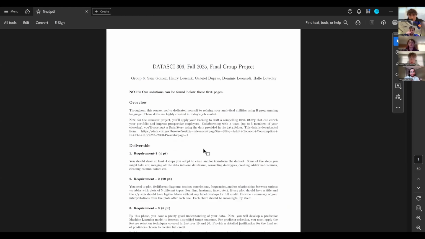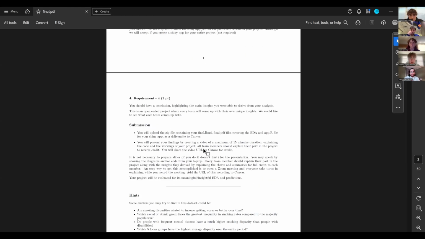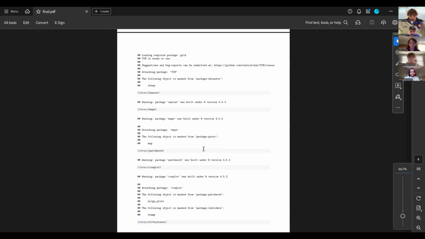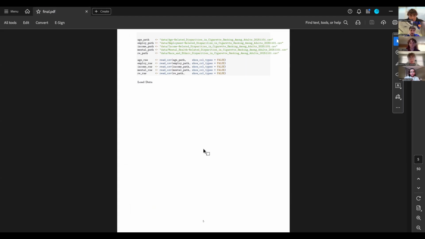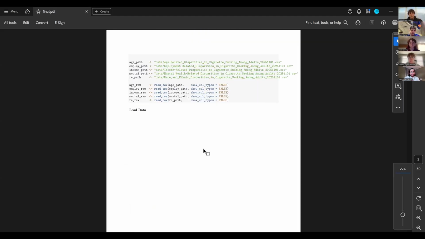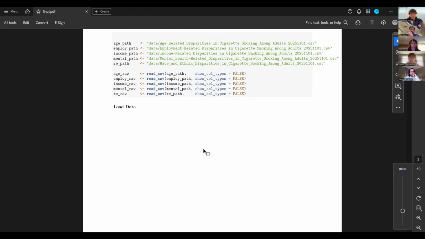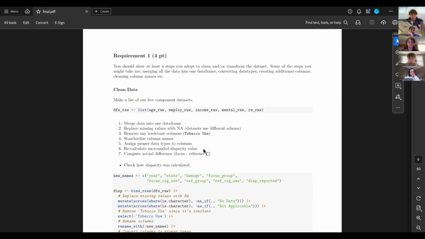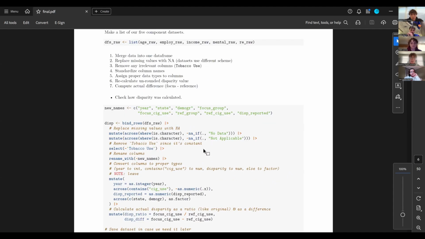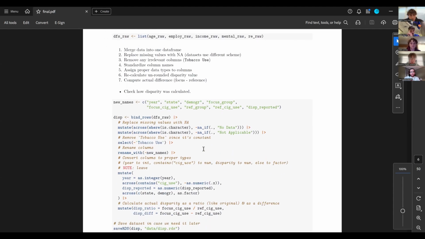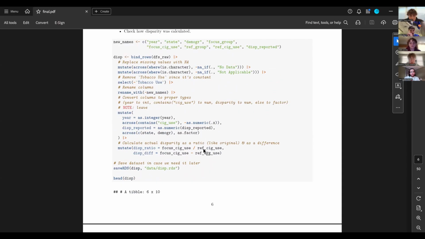First, obviously, we started off with cleaning our data. We thought that was going to be very important to help us make good plots and do good calculations on our project. So we imported the five data sets from the CDC regarding smoking. These were age, employment status, income, mental health, and then race and ethnicity. All these data sets had the same structure, so we first merged them using bind rows and created a data frame called DISP. We could use this throughout to analyze and make more plots.